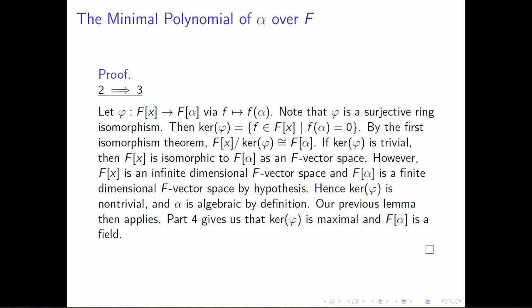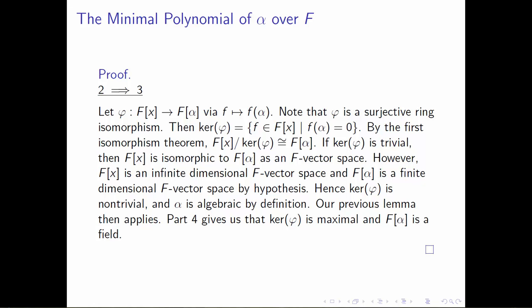If it happens to be the case that the kernel of phi is trivial, then what we would be saying is that F adjoined x is isomorphic to F adjoined alpha, and because it would be a ring isomorphism, this would in fact be a vector space isomorphism. However, when you have two different vector spaces that are isomorphic, their dimension as an F vector space must be equal. However, we saw when we looked at vector spaces that F adjoined x is an infinite dimensional vector space over F, but we're assuming in 2 implies 3 that F adjoined alpha is a finite dimensional vector space over F.